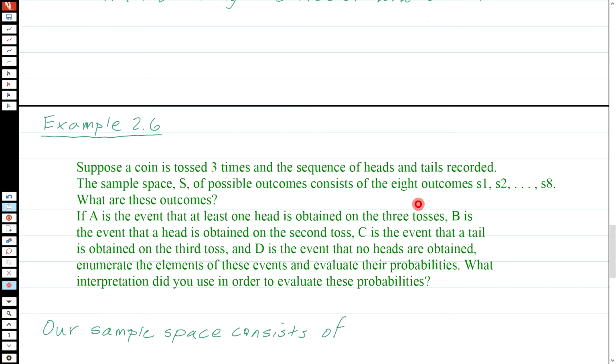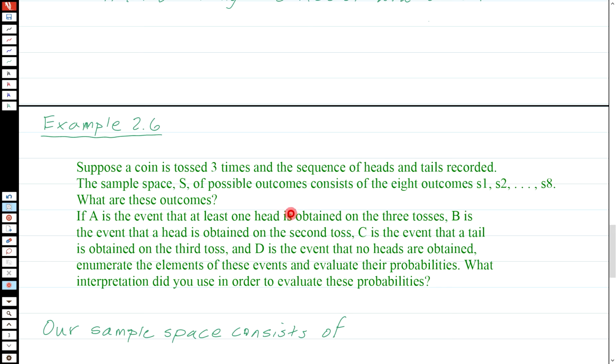Another example is the coin toss example, and we'll see quite a bit of this in the course of this course, because it's a simple way of viewing a sequence of discrete outcomes. Suppose a coin is tossed 3 times and the sequence of heads and tails recorded. The sample space S of all possible outcomes consists of 8 outcomes, S1 through S8.